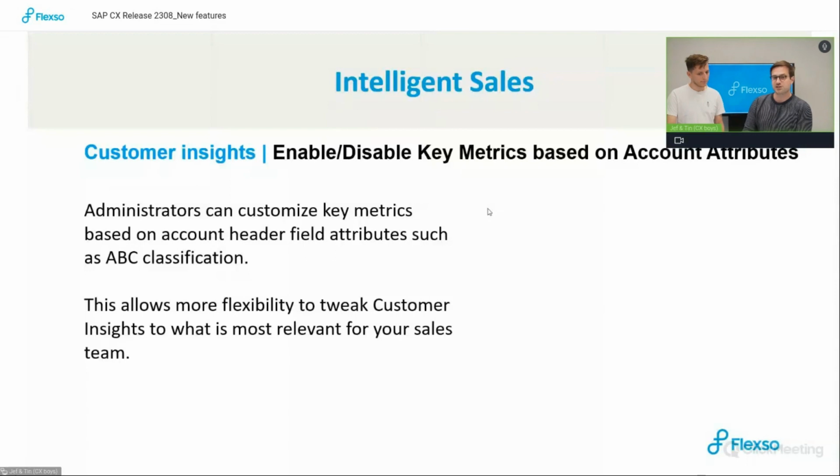Moving on to the add-on features in Customer Insights, it's possible to enable and disable key metrics based on account attributes, meaning that your administrator can customize customer insights on account header field attributes such as ABC classification, meaning there's more flexibility to tweak it exactly to your employees' needs.